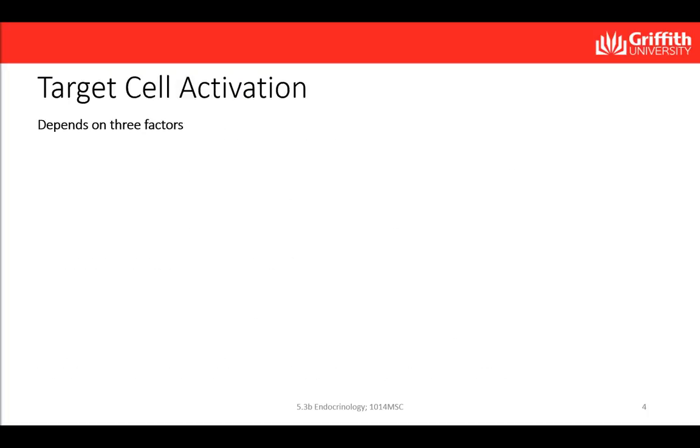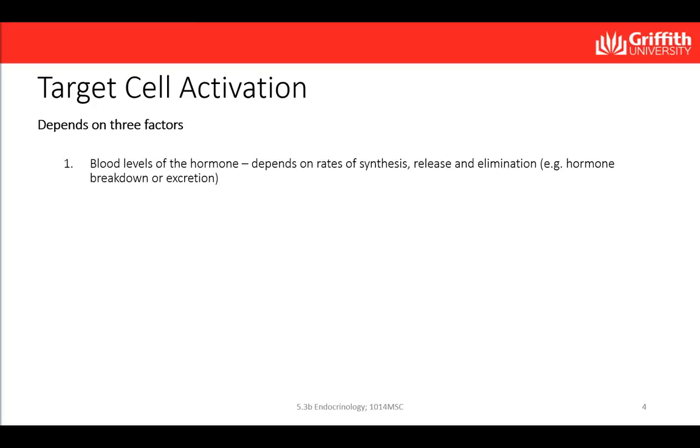For a target cell to respond to a hormone, the cell must have specific receptor proteins on either its plasma membrane or in its interior, to which the hormone can bind. Although binding of the hormone to a receptor is the crucial first step, target cell activation equally depends on three other major factors. They are the blood levels of a hormone, which depends on the rate of synthesis, release, and elimination through either breakdown or excretion of the hormone; the relative number of receptors for that hormone in the target cells; and finally, the affinity of binding between the hormone and the receptors.